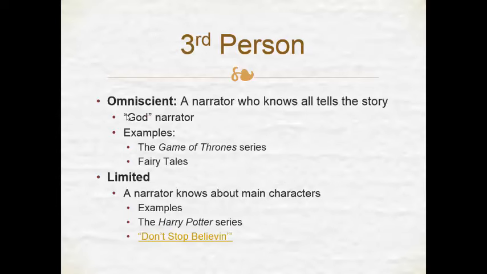Third person narration has two types. The first is omniscient narration, a narrator who knows all and tells the story. Sometimes we call this the God narrator because they know everything a god would. Examples are the Game of Thrones series, which is told from multiple character perspectives, or fairy tales often have an omniscient narrator who knows everything that is going on in the kingdom in a far, far away land.